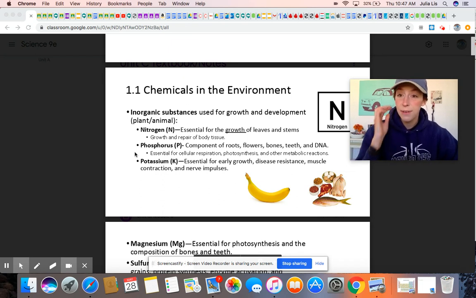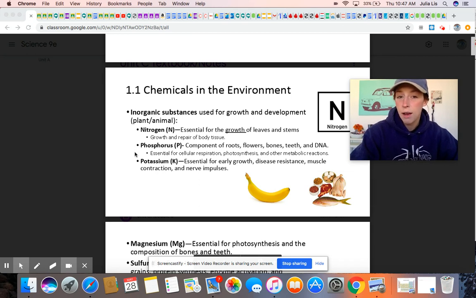Potassium. Potassium is found in bananas, and it's really important for our muscle contraction and for nerve impulses, especially in our bodies. So if your parents are ever encouraging you to eat bananas, it's because they're high in potassium, and that is an inorganic substance that we definitely need in order to have a healthy body function. So if your muscles are ever cramping or really stiff and sore, it's always good to have a banana.